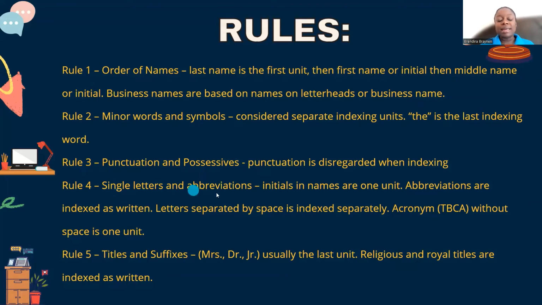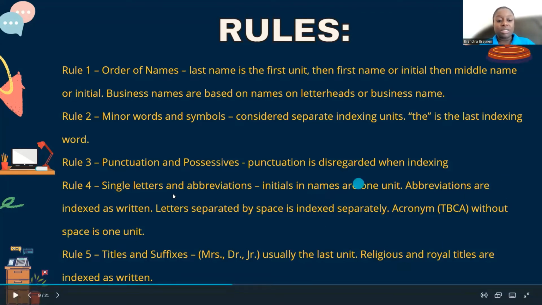Rule four, single letters and abbreviations. Initials in names are one unit. So if my name is Sarah D. Parker, when I put that in indexing order or filing order, I'm going to put Parker, Sarah, and then D is the last unit. Even though it's only an initial, I consider it to be a single unit by itself.